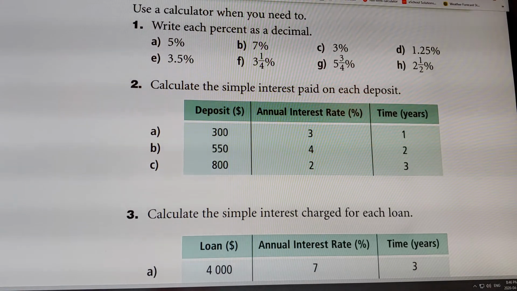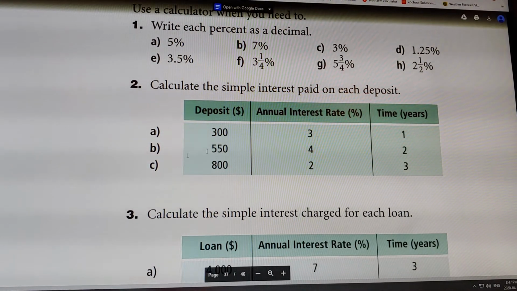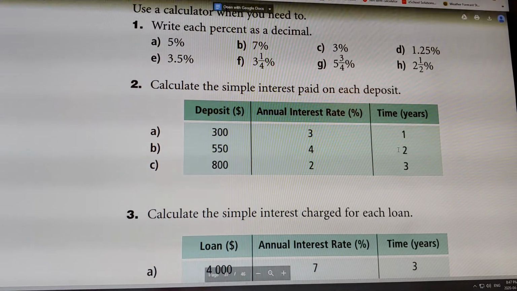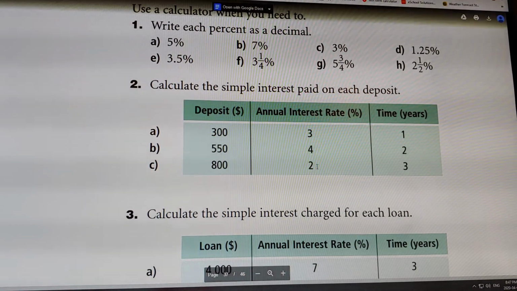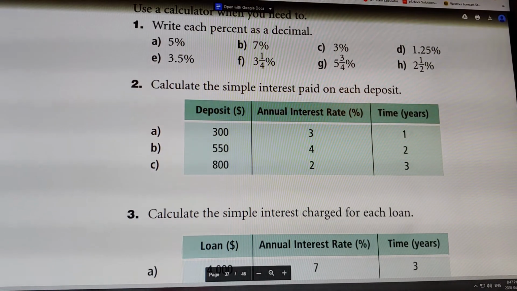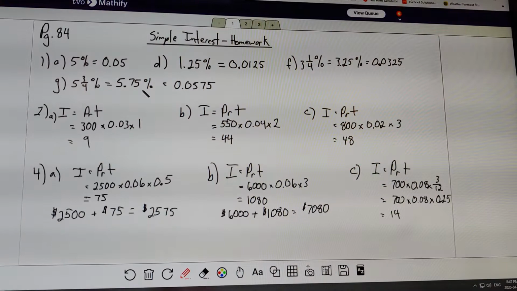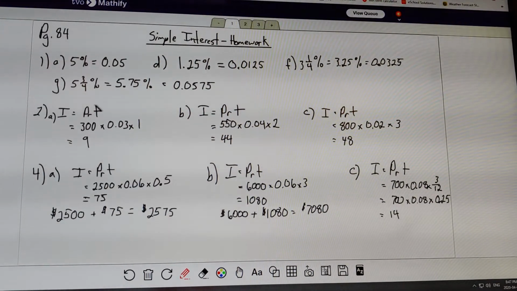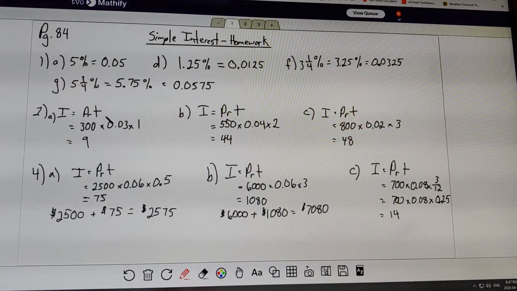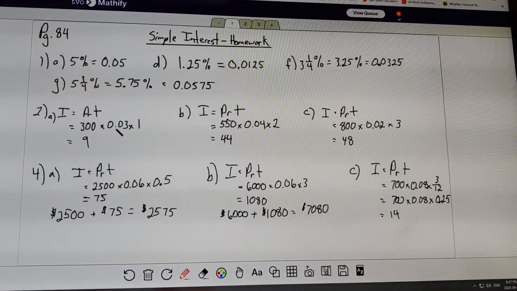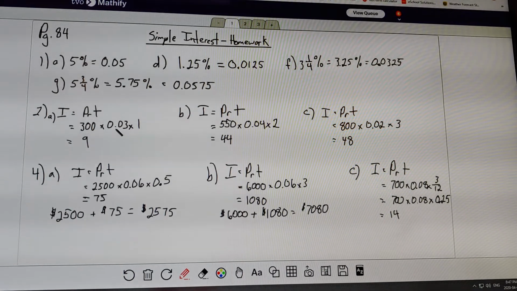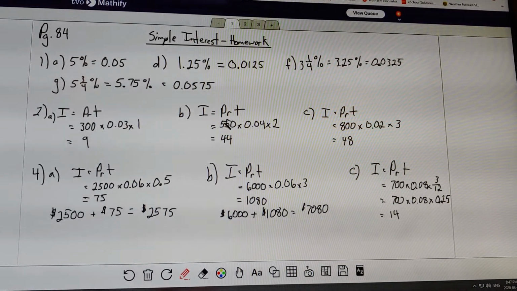Okay, so $300 at 3% for a year, $550 at 4% for 2 years, $800 at 2% for 3 years. Let's see what that looks like when you do it in your homework. So always write down your formula first. Principal, $300. Interest rate, written as a decimal 0.03, so not 3%. You don't put 3 in there. Has to be 0.03. And the time, 1 year. You get $9 of interest.